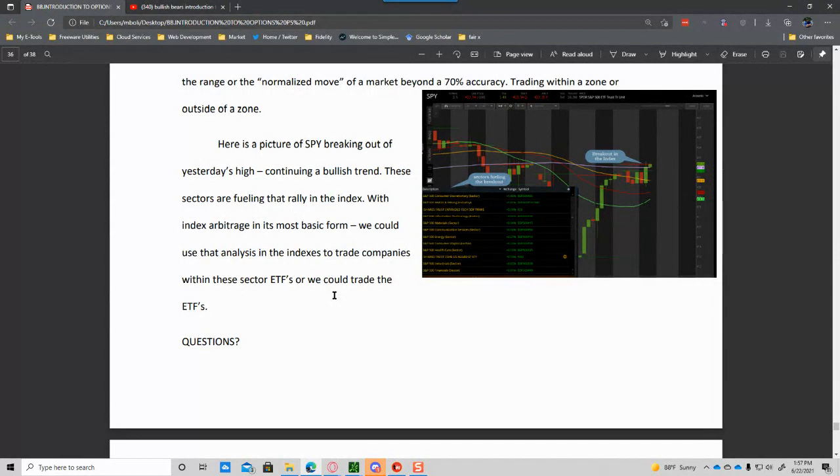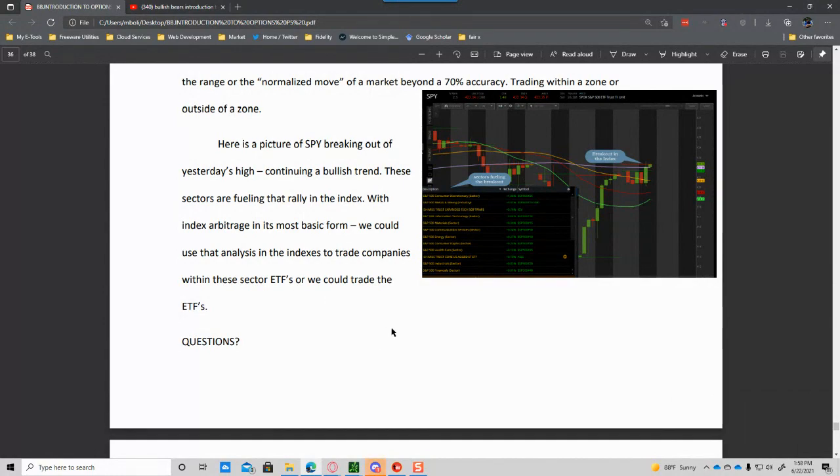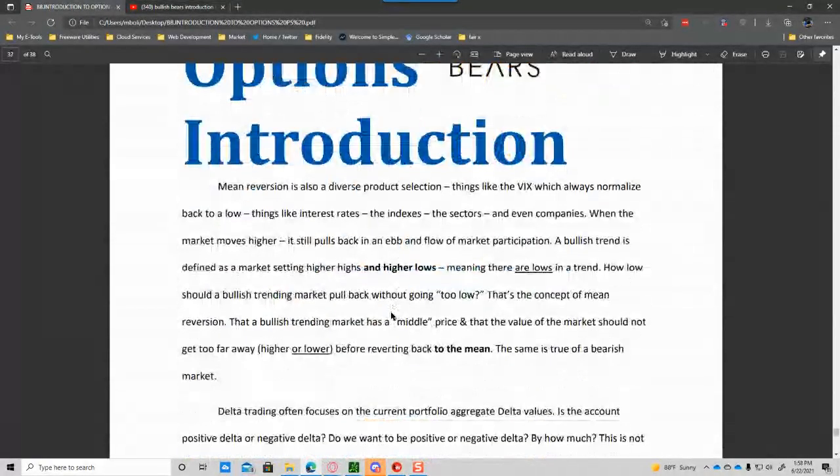Yay, the NASDAQ breaking into all new highs. I'm glad to see that because I am long in a NASDAQ trade. And I'm not really watching. I shouldn't do that. All right, so no questions. We'll move on.